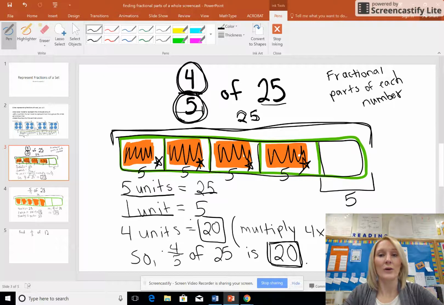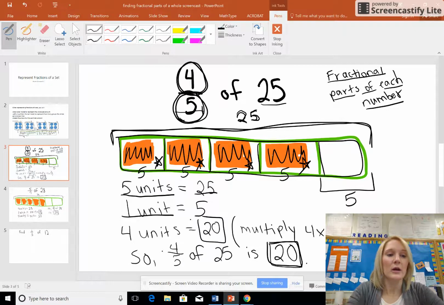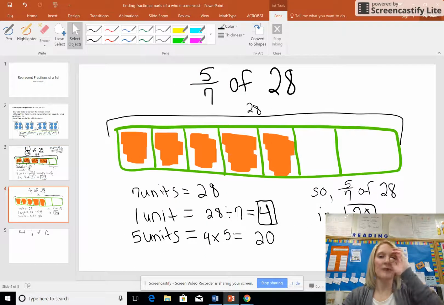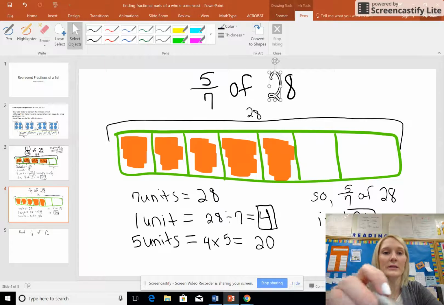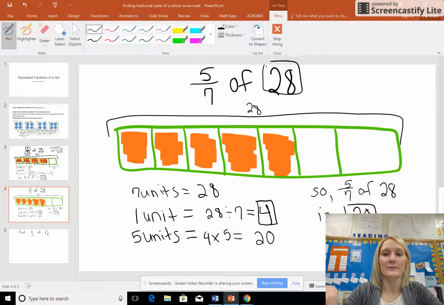Okay, I know that might sound a little bit confusing. We're going to take a look at another example. If I'm taking a look at 5/7 of 28, so if I ask you, what is 5/7 of 28? Well, I know that I have a whole piece of 28 here.